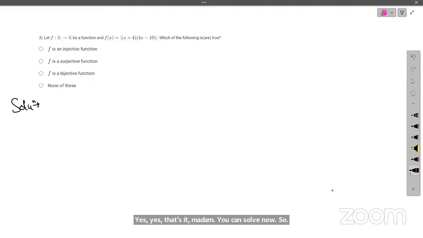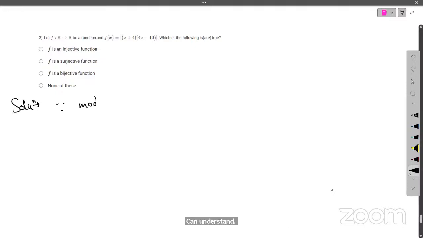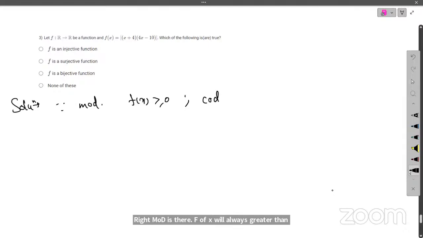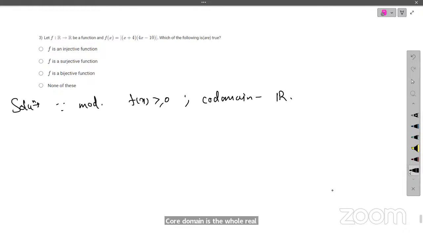So for surjectivity, we answer that since it's a modulus function, right? Mod is there, so f of x will always be greater than or equal to 0. And the codomain here is the whole real number, right? So that means obviously the codomain and the range are not the same at all. So that's why f is not surjective.